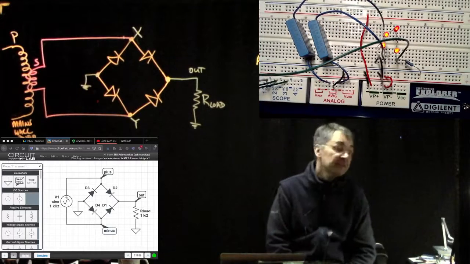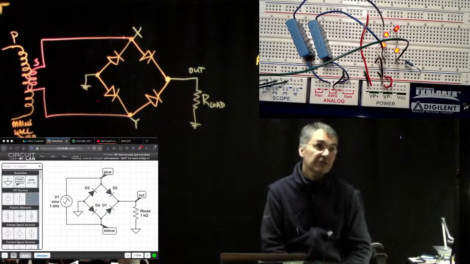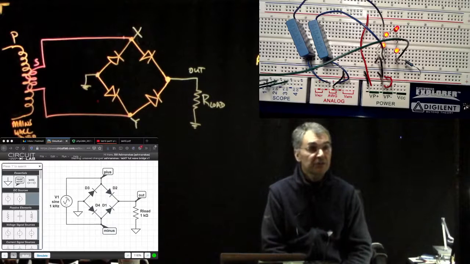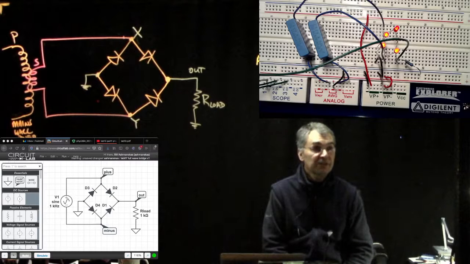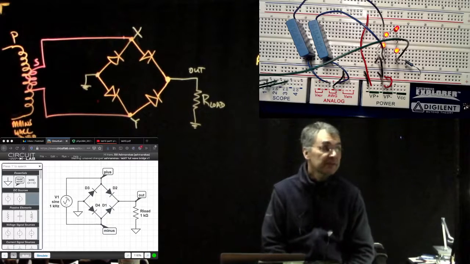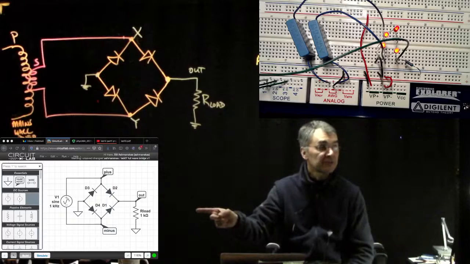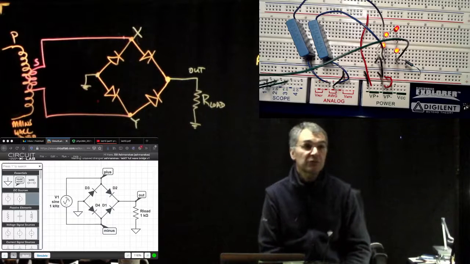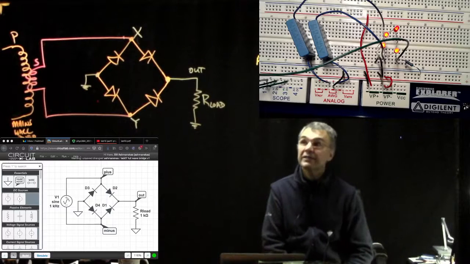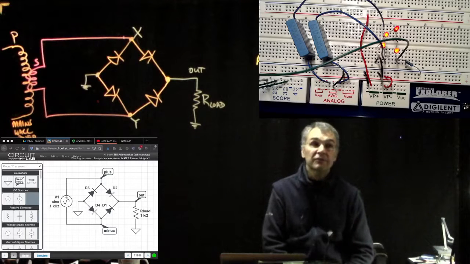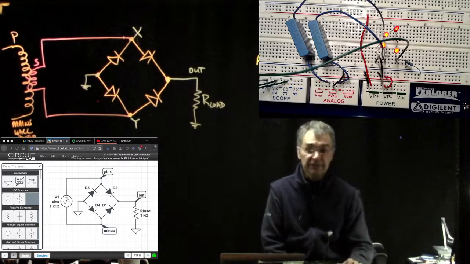I built a version of it over here on the EE board. And I used red LEDs instead of diodes because the LEDs let you see what's going on. You can kind of see that each diode is active. And then I also built it in Circuit Lab, and Circuit Lab lets you see what's going on in a way that is much less easy to do in real life. So let's go through that now.